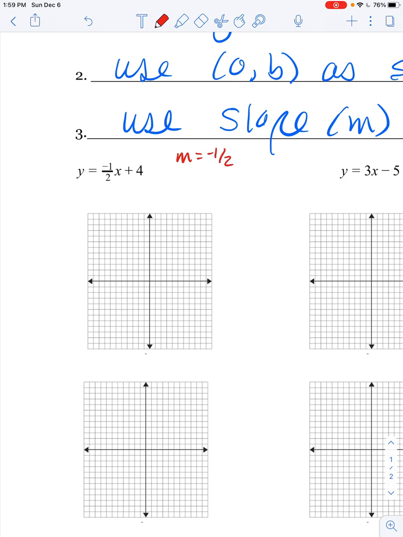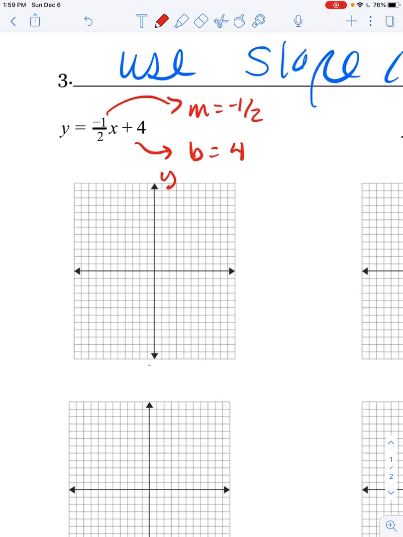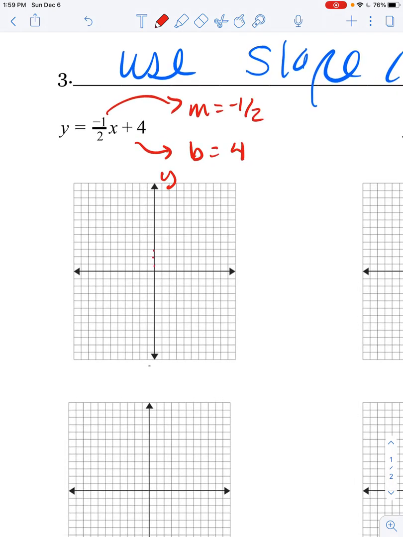So this one is in slope-intercept form. My slope is -1/2, and my y-intercept, or b value, is 4, which means that on the y-axis, I'm going to start at, I'm going to make this bigger because I'm old, 1, 2, 3, 4. So that's my start point.